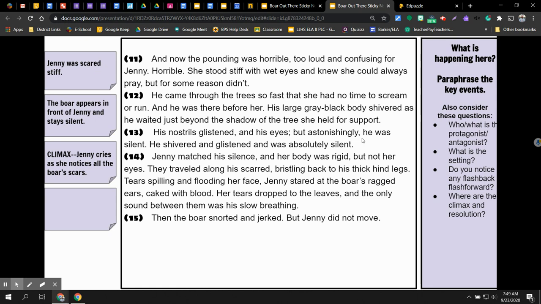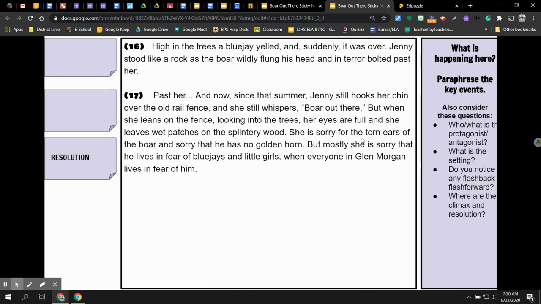So her realization here is that sometimes the way we imagine things isn't always going to be the way things turn out. And then the last line, the boar broke the silence, but Jenny stayed still. She's still not moving. Let's finish this up.